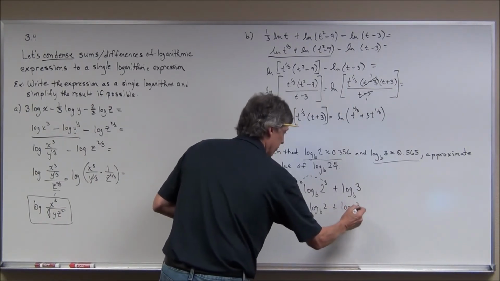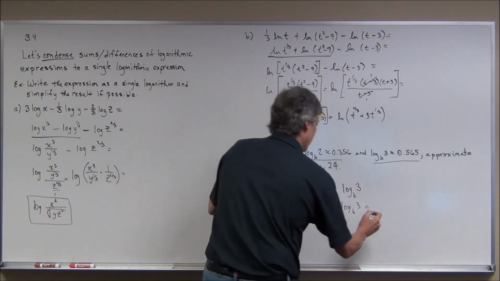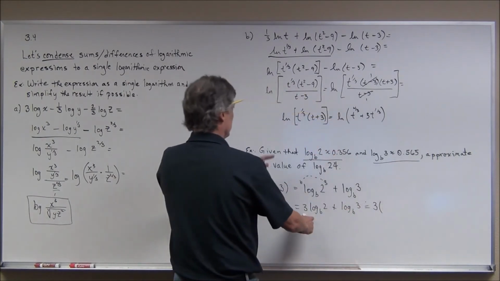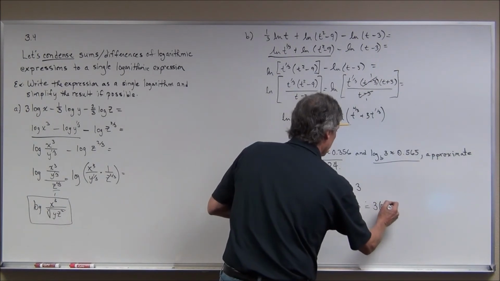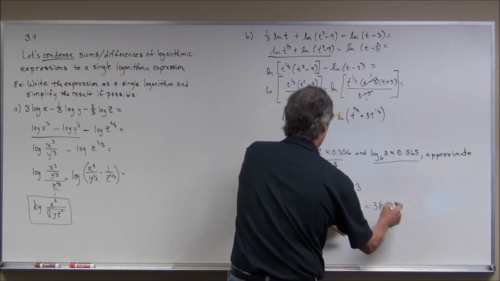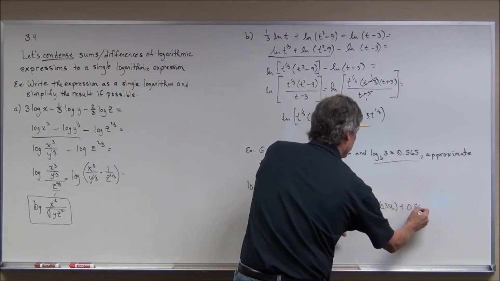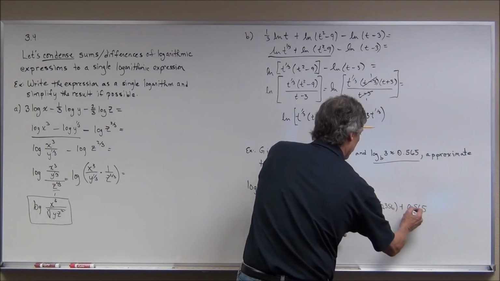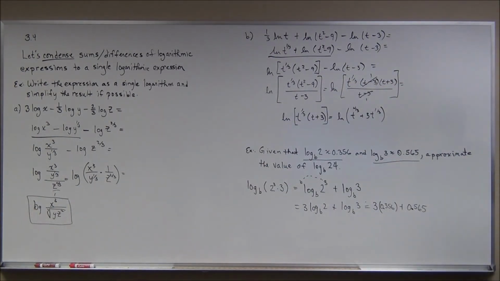Which is going to be approximately 3 times 0.356 plus approximately, what was it? There it is, 0.565. Oops, that's a decimal point right there. Okay, and if you do the arithmetic here, I believe you're going to get 1.633.